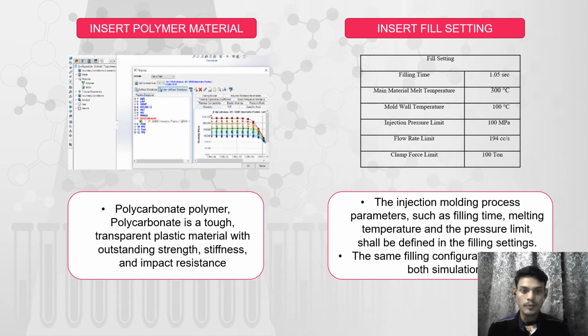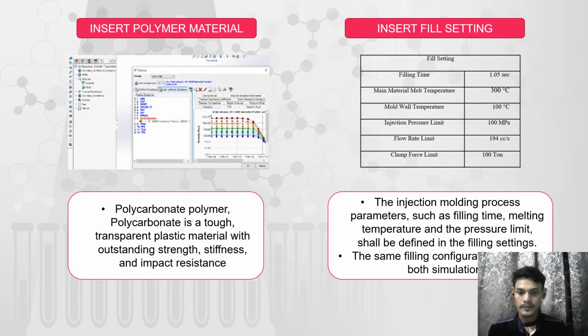For the insert polymer material, in this product the material used is polycarbonate polymer. Polycarbonate is a tough, transparent plastic material with outstanding strength, stiffness, and impact resistance. Next, insert fill setting. The injection molding process parameters such as filling time, melt temperature, and the pressure limit shall be defined in the filling setting. The same filling configuration exists for both simulations.